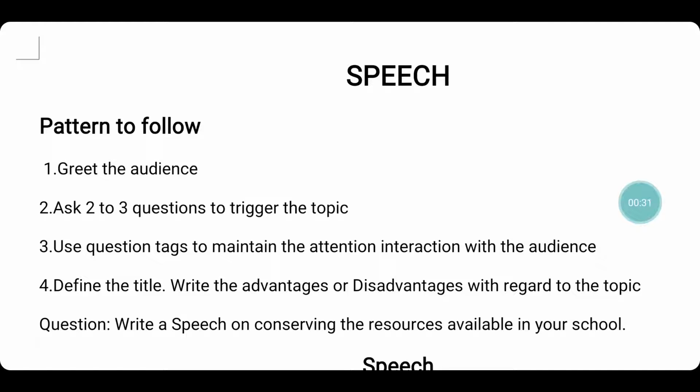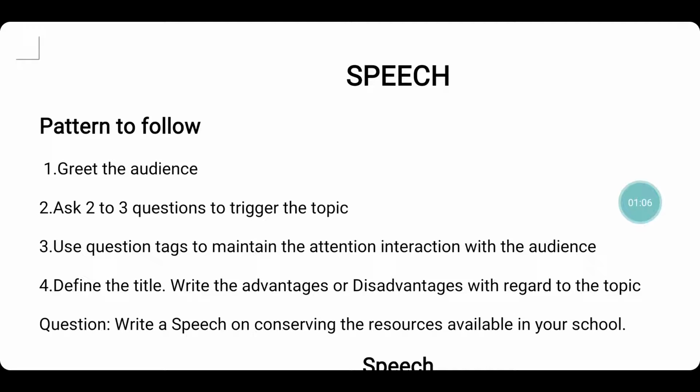Firstly, we need to greet the audience. And while greeting itself, we need to put in certain words which would make them keen enough to listen to the rest of our speech. So, we need to ask 2 or 3 questions to trigger the topic in order to grab their attention, in order to make them interactive with us. We need to make the audience focused on the topic we are going to speak on.